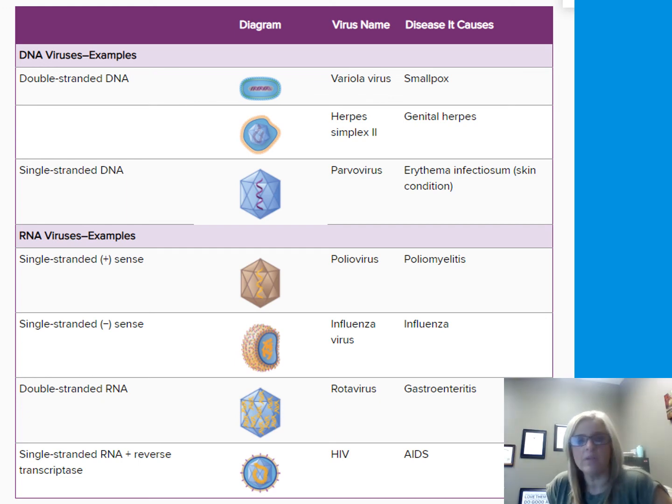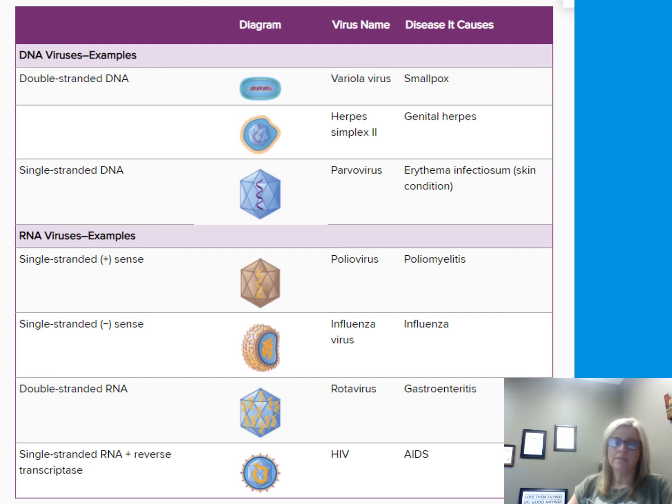Parvovirus is a good example of a single-stranded DNA. This is the one we're talking about that causes erythema infectiosum, not talking about parvovirus that affects dogs, two different types of parvoviruses there. So as far as RNA viruses, a good example of a positive sense single-stranded is poliovirus, which causes polio or poliomyelitis, all right? Then we can have the single-stranded negative sense in an influenza virus, which is the flu, and you can see the disease and the virus name there are the same.